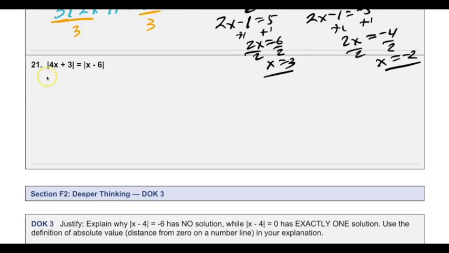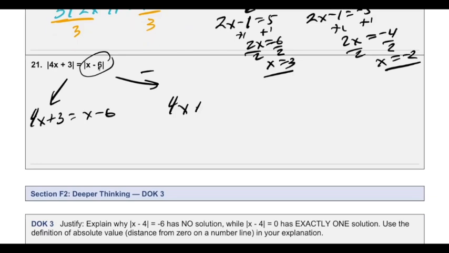Now this one has two absolute values. Honestly, we treat it the exact same way. One that's normal: 4x plus 3 is equal to x minus 6. The negative one's trickier, but same concept. We're going to make this one negative. So 4x plus 3, and I'm going to put a negative on the outside and then put x minus 6. Like that. And now we have to solve it.